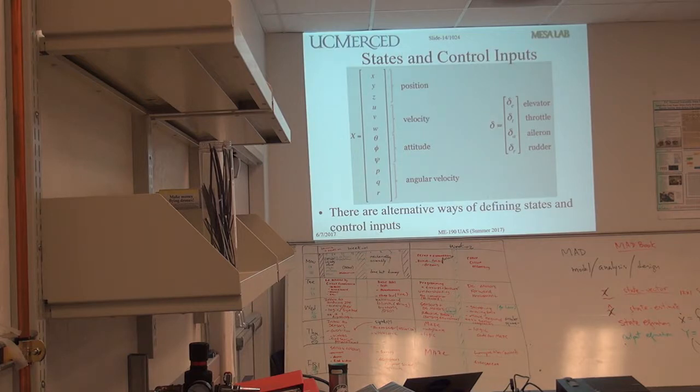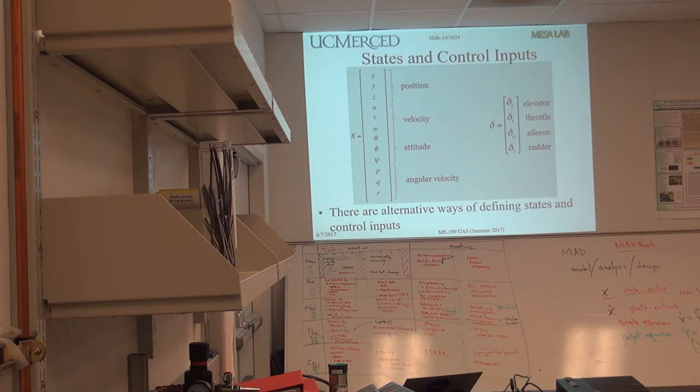I told you x is a tall vector, 12 by 1, 12 of them. So it stays on the control inputs, okay? And this is vector x, go back, vector x and vector delta. So depending on different aircraft, you may have different delta. So elevator, throttle, aileron, rudder. The throttle is what you control for the speed of the propeller, okay? So that you can go up and down.